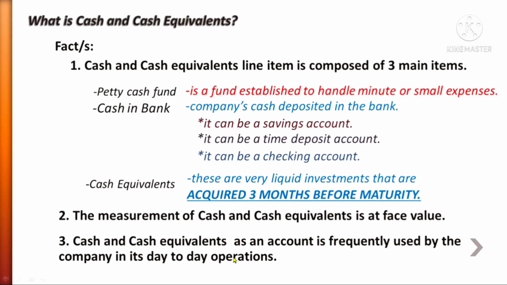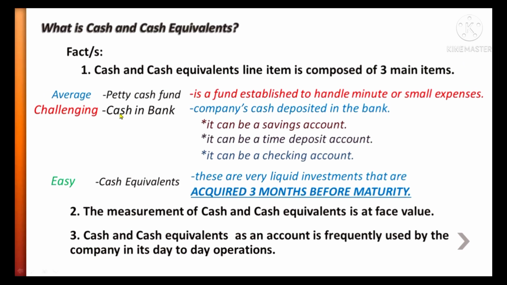So let's end this by giving you my personal opinion on which of these three is the easiest and the hardest to understand. The easiest for me is the cash equivalents. Petty cash fund is average, and the most challenging of these three is the cash in bank. Why? Because this involves bank reconciliation and proof of cash, which are a little bit difficult. Anyways, we will have that in the next episodes. For now, let's talk about cash equivalents exclusively.